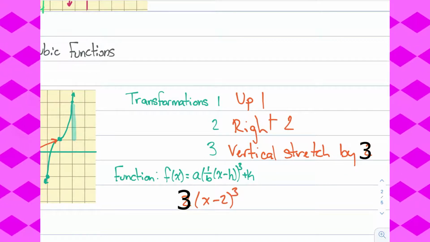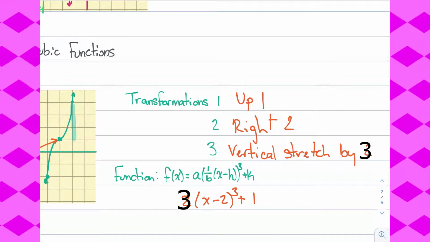Ignore what I've written. That's supposed to be a 3. 3(x - 2) cubed plus 1.